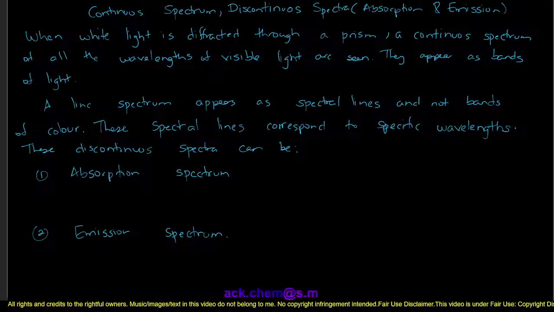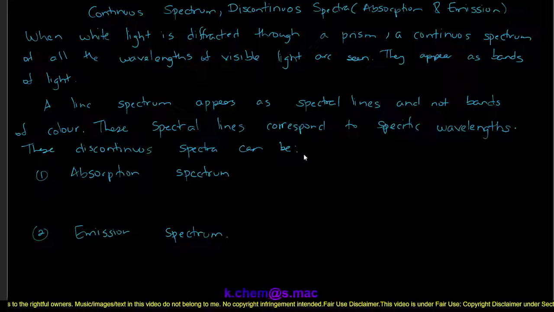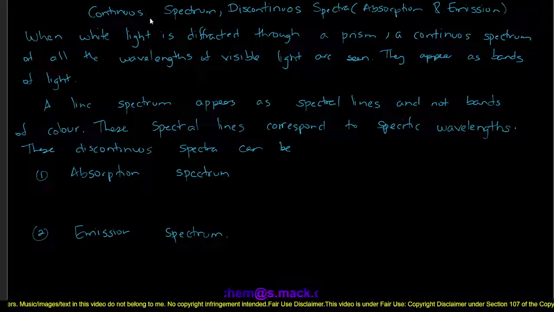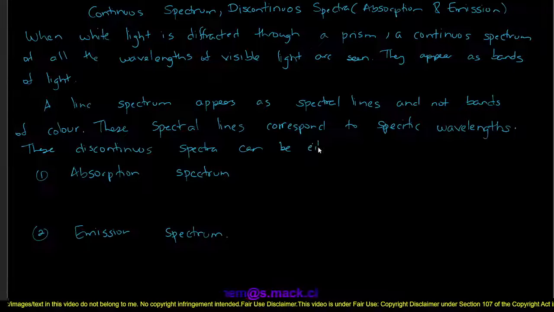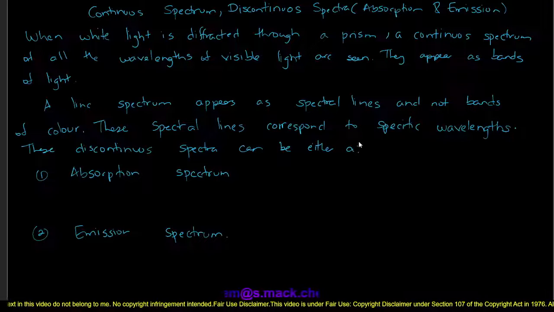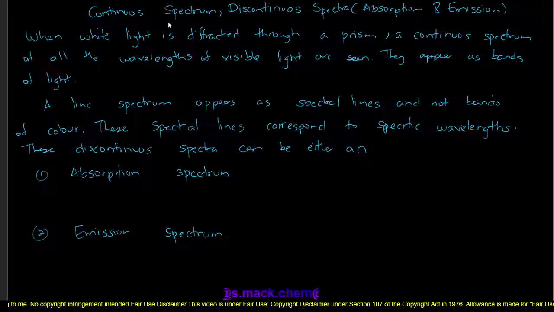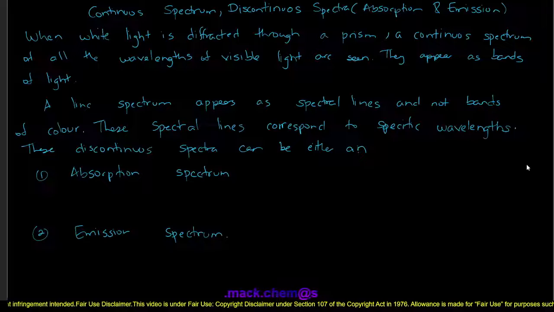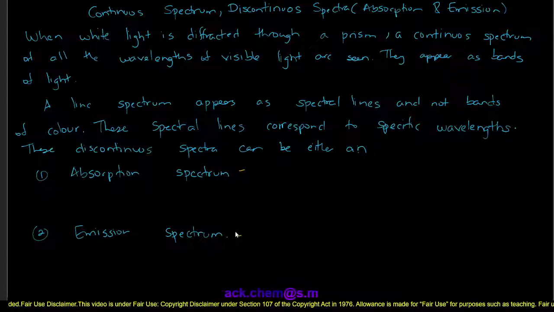So these discontinuous spectra can be either an absorption spectrum or emission spectrum. They both show spectral lines, but what the lines represent differ for each type of spectrum. In my notes, I'll explain what each looks like and what its significance is.